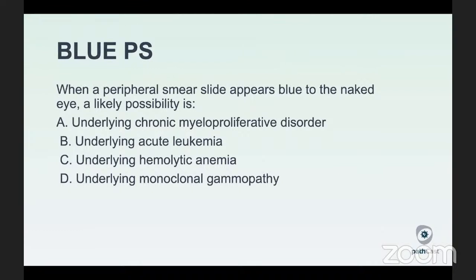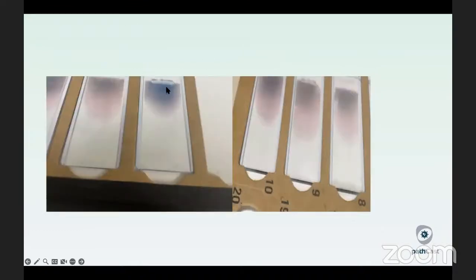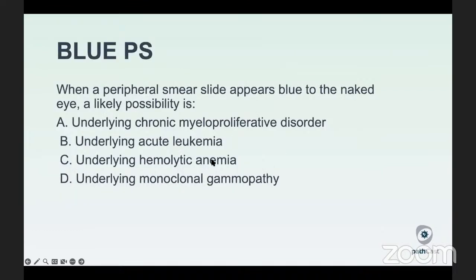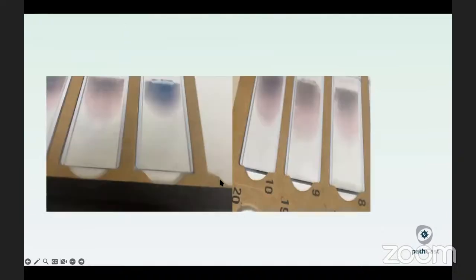Blue peripheral smear, if you see a blue peripheral smear like this one, what do you think? That could be rouleaux or a monoclonal gammopathy.